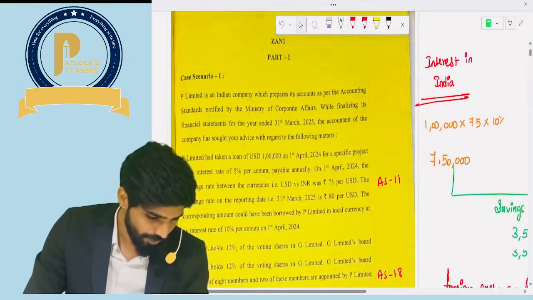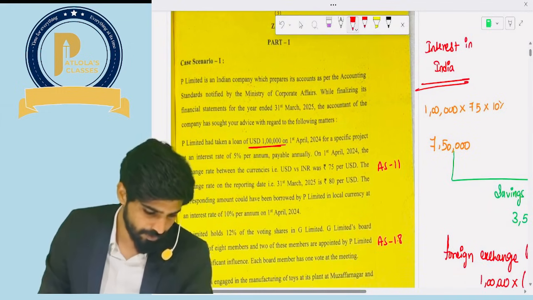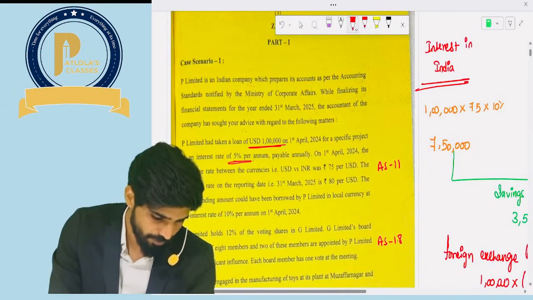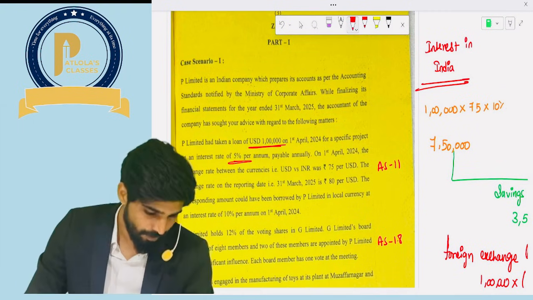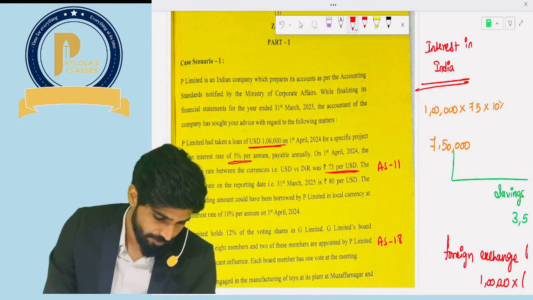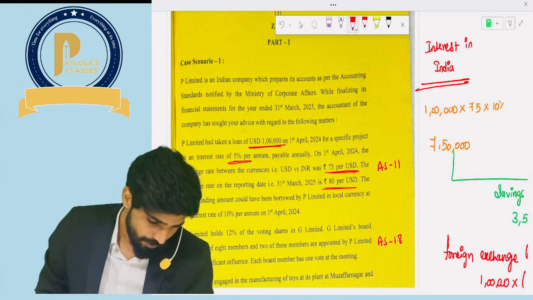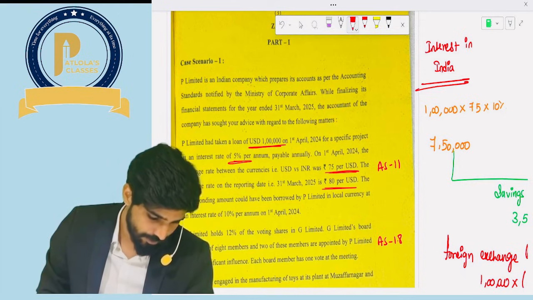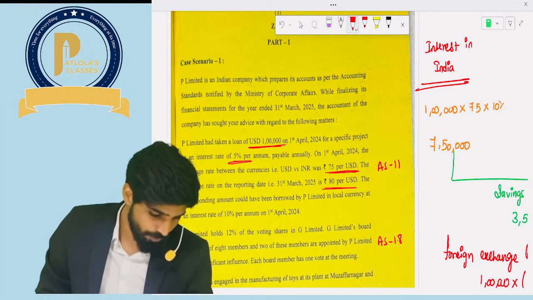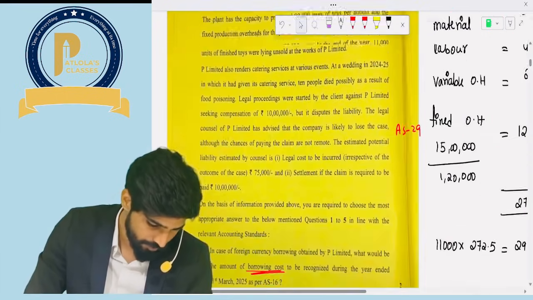So here quickly I will go through the case study. P Limited has borrowed 1 lakh US dollars at the rate of 5%, meaning they are borrowing in USA. 5% is the interest rate, and when they borrowed, the exchange rate was 75, and by 31st March the exchange rate has become 80. Let us understand that if the money would have been borrowed in India, the interest rate would have been 10%. I think we can answer the first question.